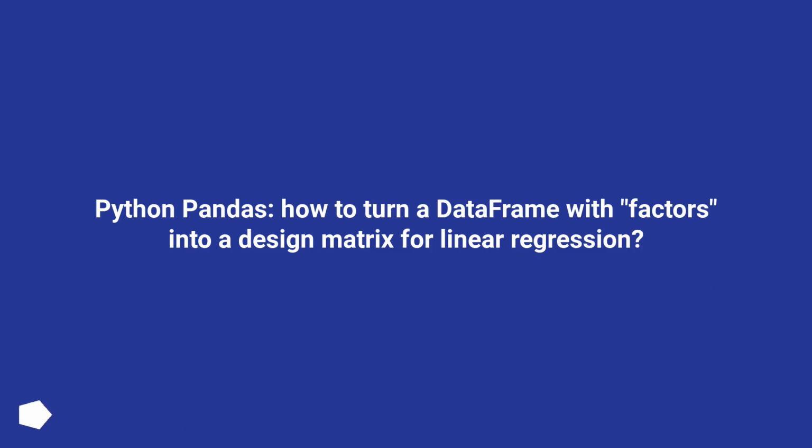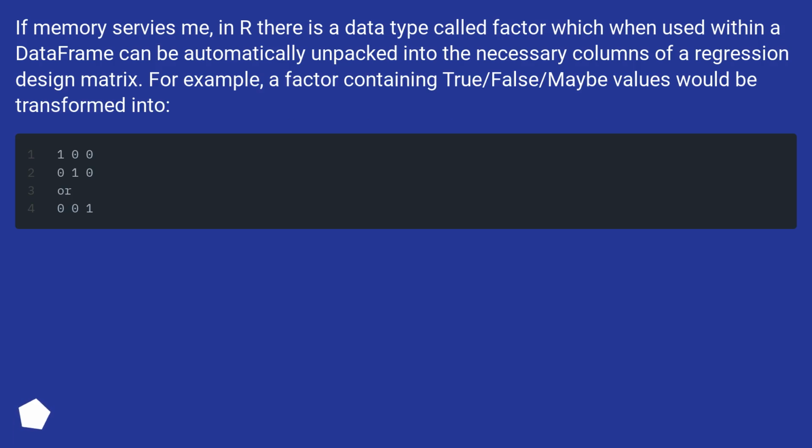Python Pandas, how to turn a data frame with factors into a design matrix for linear regression. If memory serves me, in R there is a data type called factor which when used within a data frame can be automatically unpacked into the necessary columns of a regression design matrix.